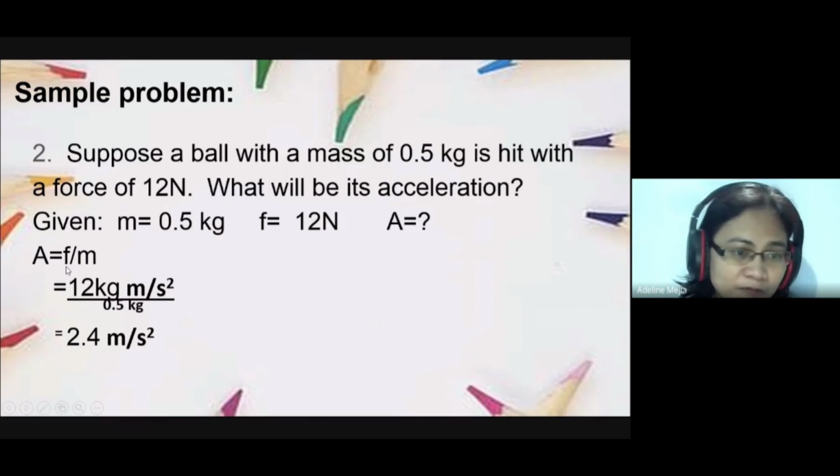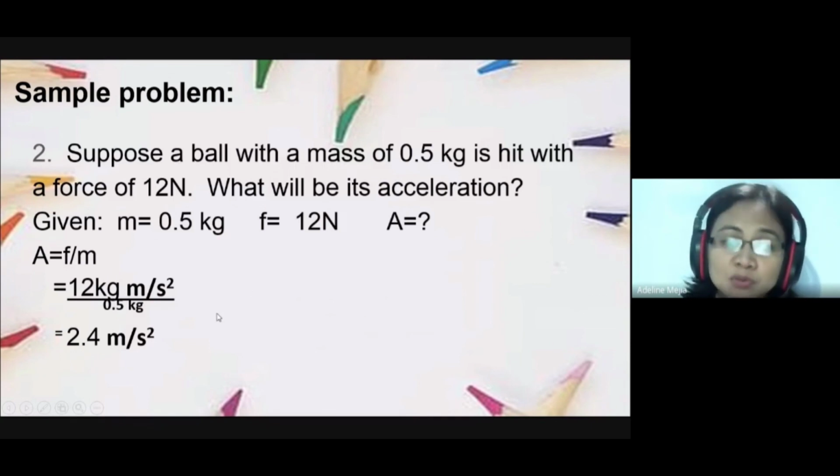So we have the formula force divided by mass. Now 12 kilogram meter per second squared, we use the kilogram meter per second squared instead of Newton so that I can show you how to cancel the units. Okay, now 12 divided by 0.5 kilogram equals 24. Now we will cancel out the kilogram so that the meter per second squared will remain. Therefore, our acceleration is 24 meter per second squared.